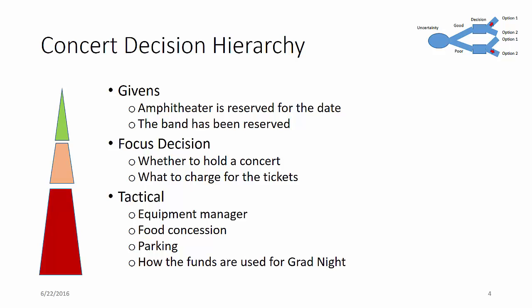The givens in this case are that the amphitheater, where we're going to hold the concert, has been reserved, and the band has been reserved. The focus decisions are whether to hold a concert at all, we could cancel the amphitheater and the band, and then what to charge for the tickets. Tactical decisions are those things that we'll decide later after we decide the focus decisions, such as perhaps the equipment manager, the food concession, the parking, or how the funds are going to be used at grad night.